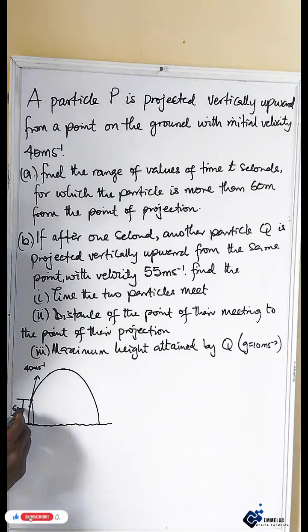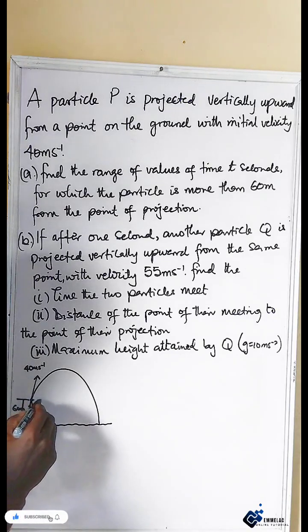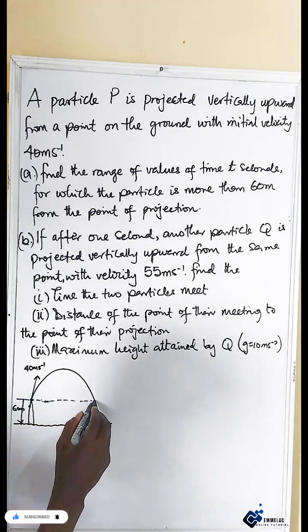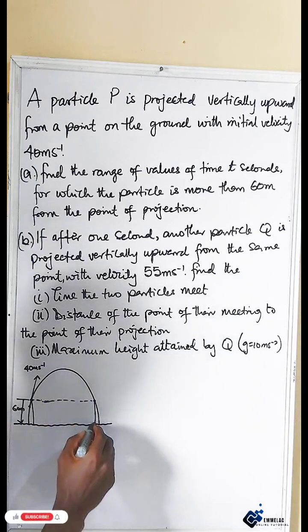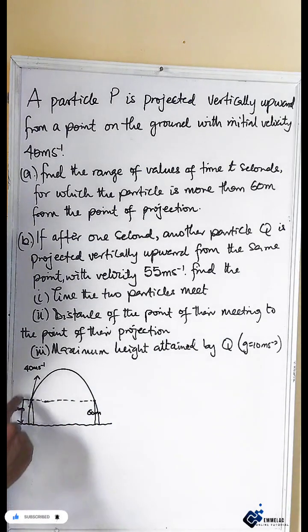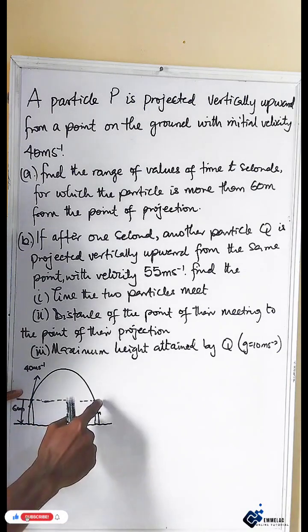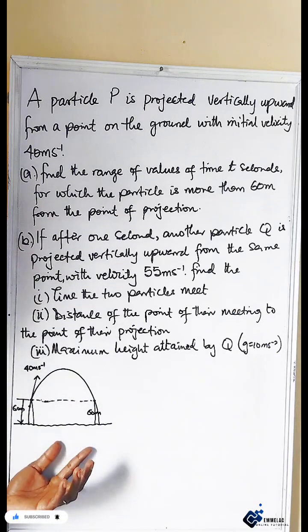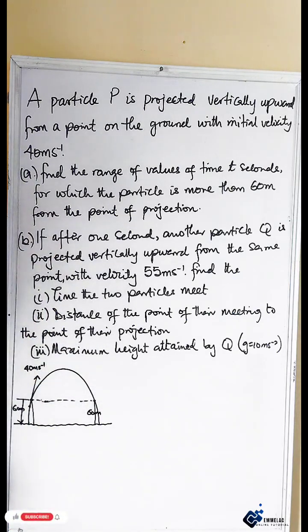This is 60 meters from the ground, and in the same vein, also here, 60 meters from the ground. So it means we have to calculate the time when the object was thrown. At this height, which is 60, what time did it get here and what time did it get here also, at the same 60 meters from the point of projection? That's the pictorial diagram for A. So how then do we calculate this?